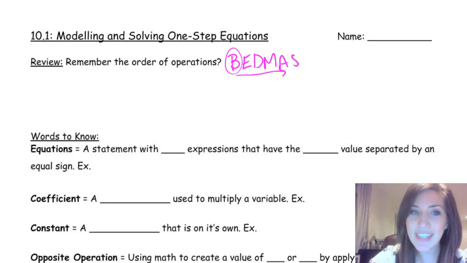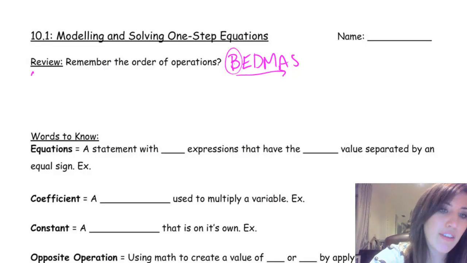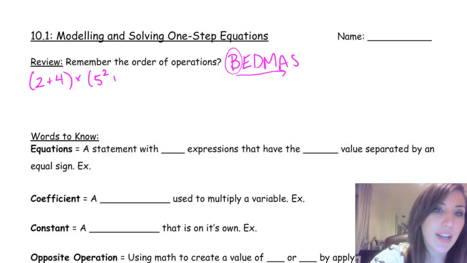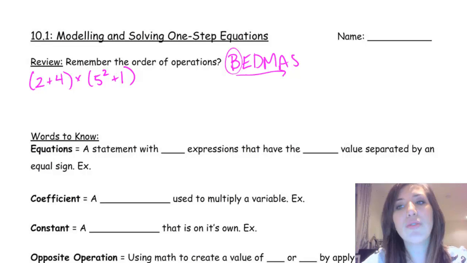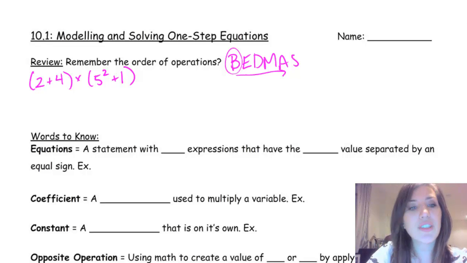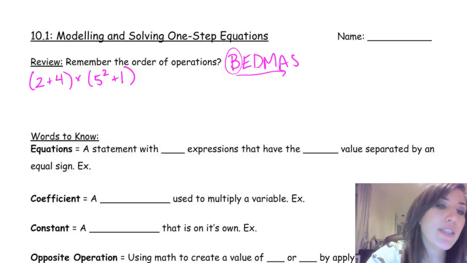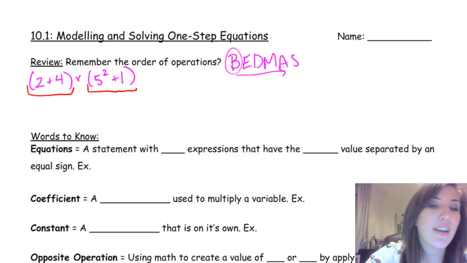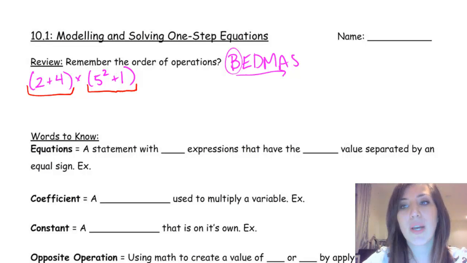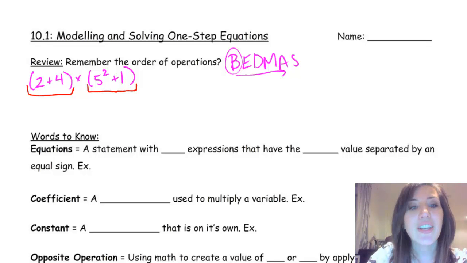So let's take an example here as a little review. If you have (2 + 4) × (5² + 1), what would you do first? Well, the first thing that I notice is that we have a set of brackets here and a set of brackets here. So we have to do these two things first, the two red lines, before we can times them together. So let's do the two red lines first.